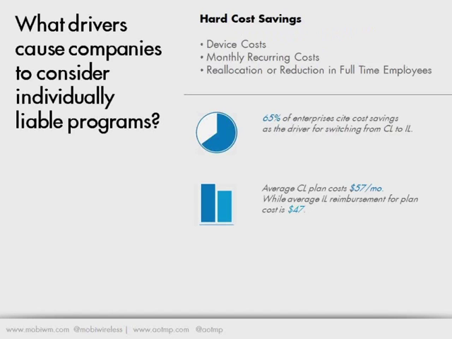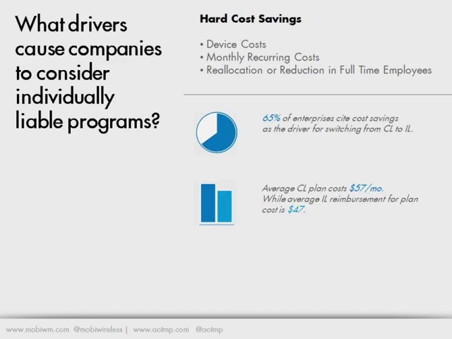There are several different ways in which organizations can approach wireless management. There can be individual liable type programs, there can be corporate liable type programs, and several different blends. There are several different motivators for making decisions about different approaches that you may take in your organization. One of the most common considerations is savings and hard dollar cost savings. One of the things that AOTMP has identified through our research of enterprises is that 65% of enterprises cite cost saving as their primary driver from moving from a corporate liable type program to an individual liable type program.